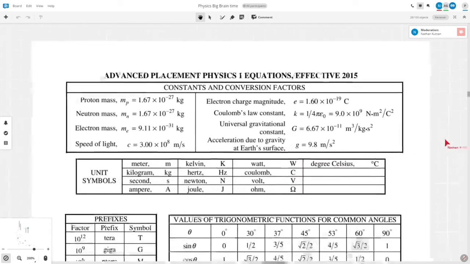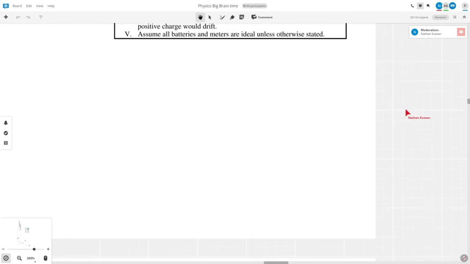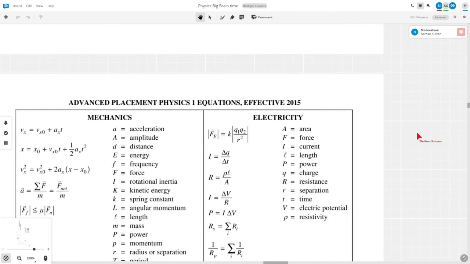All right, so this one was deceptively difficult. It only had 2 parts to it, but like I said, the national average was a 2 out of 7.